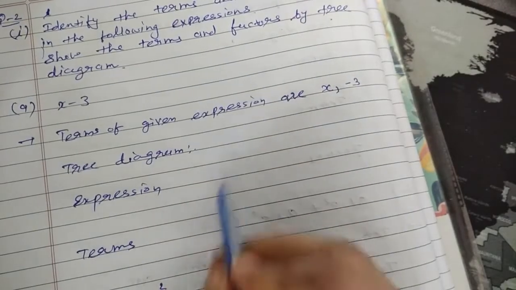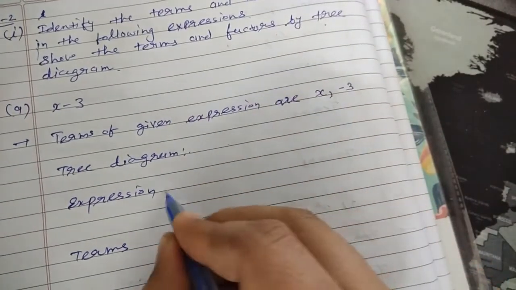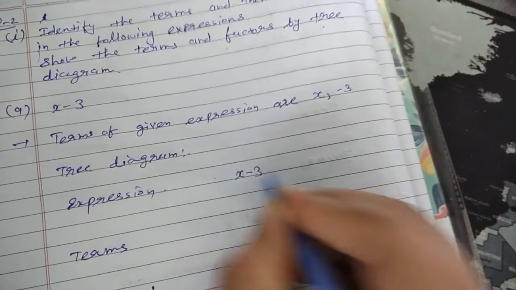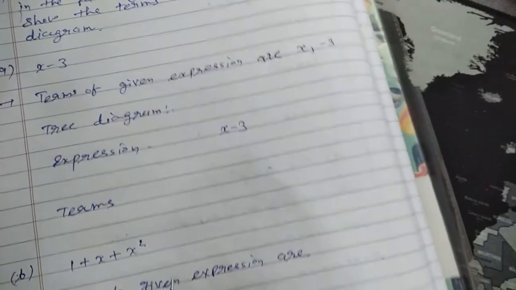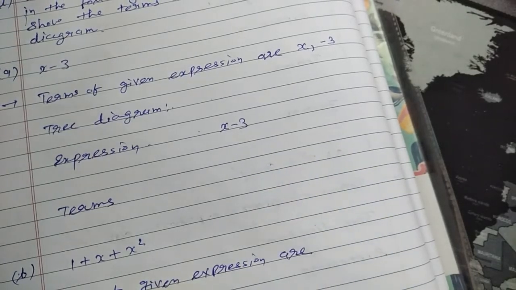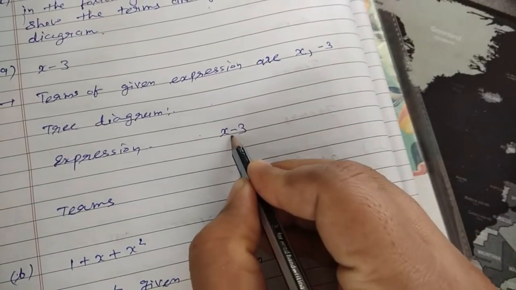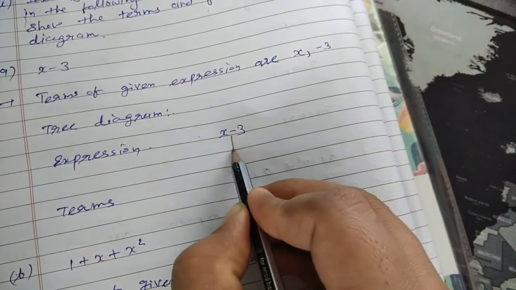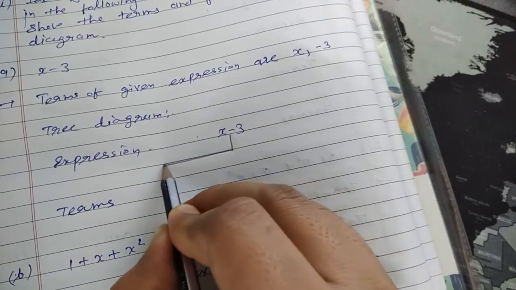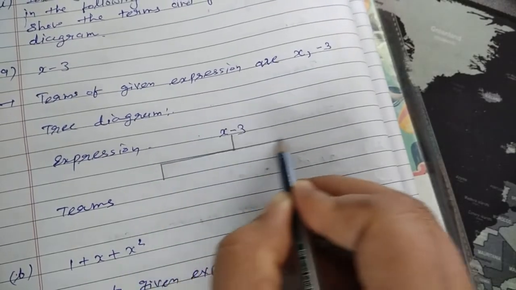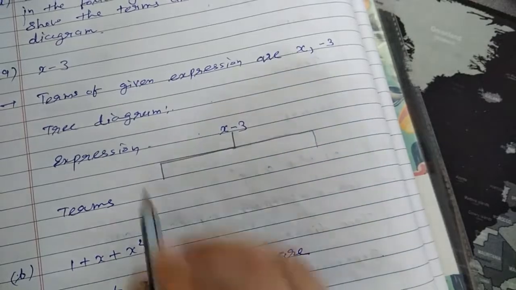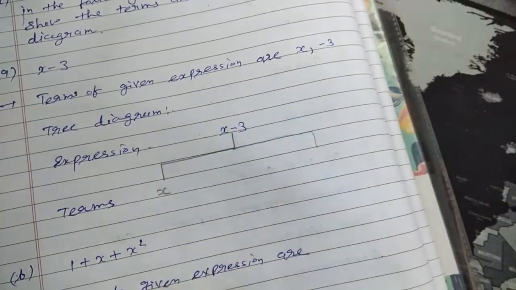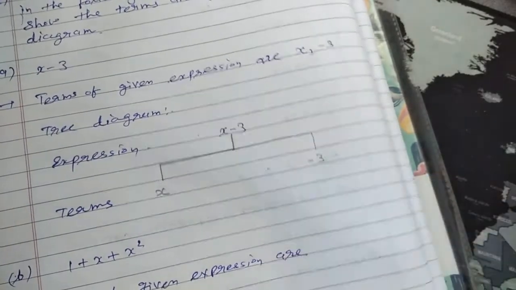Now we have to draw the tree diagram. So first of all, in the expression we will write x minus 3, the expression. Then terms, how many terms are there? Here we will use a continuous line. Here I am using freehand, but you have to use a scale. So how many terms are there? 2, x and minus 3. So here we will write x and here minus 3.